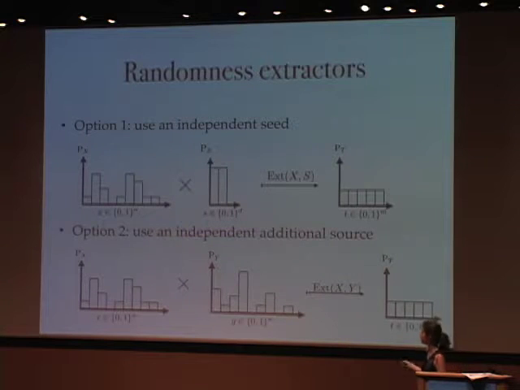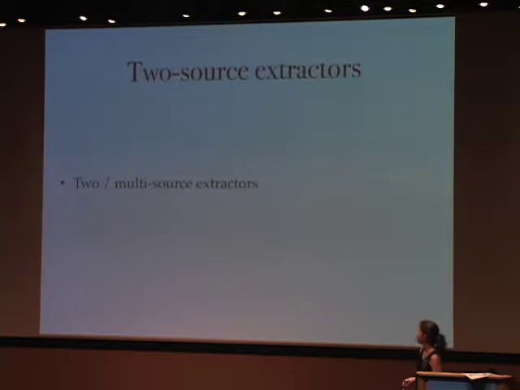Okay, a second option is to use an independent additional source instead of a seed. Okay, so here I have the weak source that we had before, but instead of a seed, we have another weak source which is independent. Okay, so we have X and Y, weak sources that are independent. And a two-source extractor, for example, is a function that will take these two sources and will create, again, the uniform distribution out of them. Okay, so this option of the two-source extractor is less investigated, and we will focus on this option in this talk.